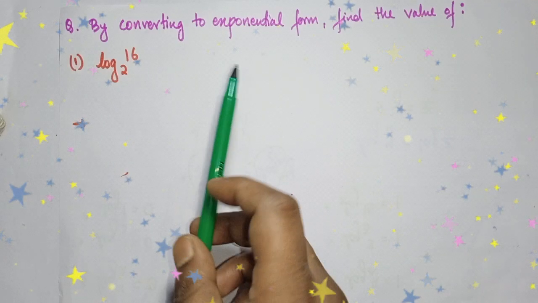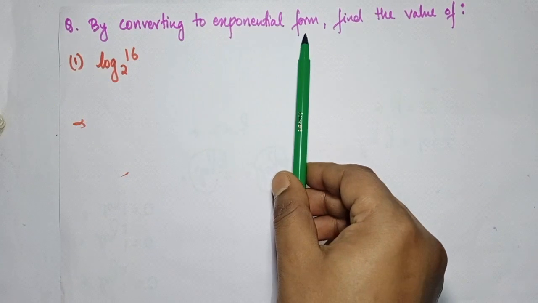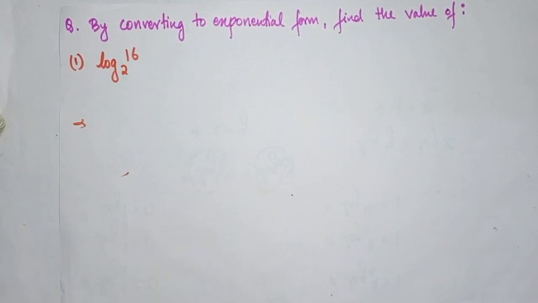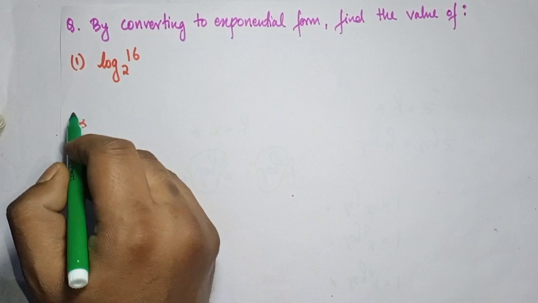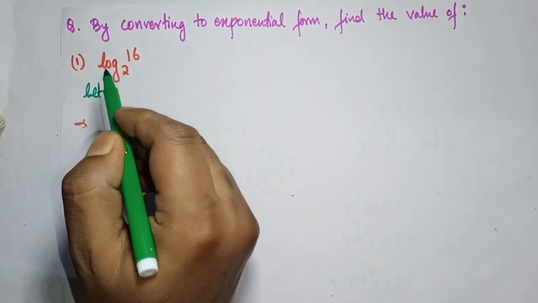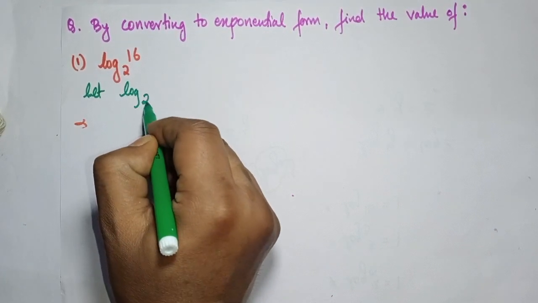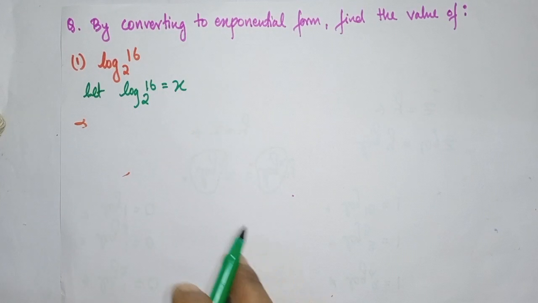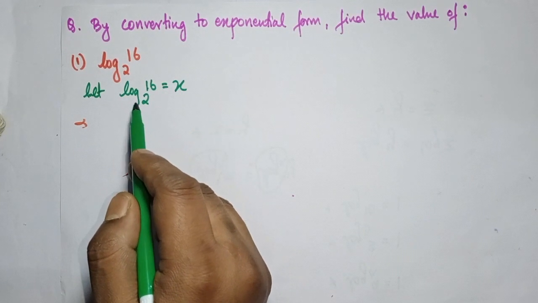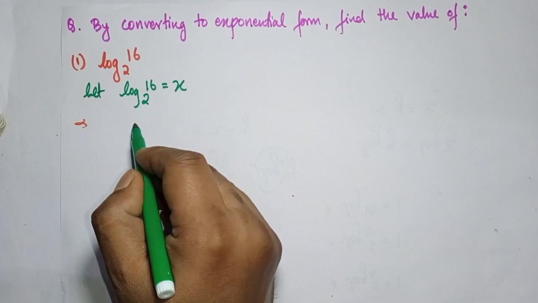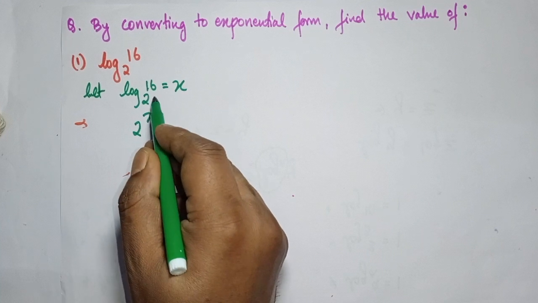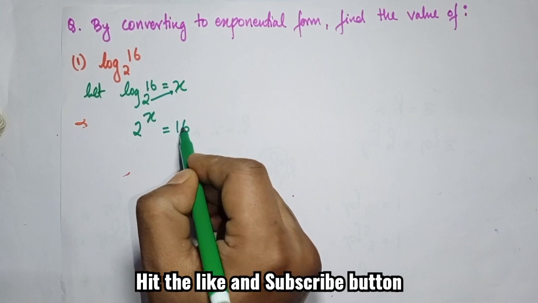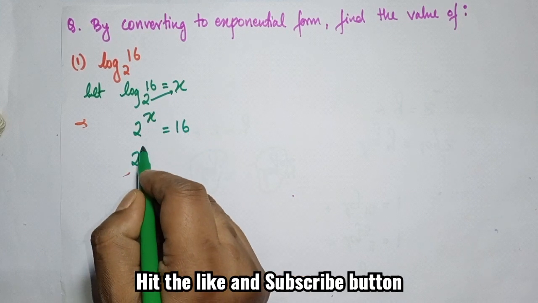So here, by converting to exponential form, find the value of this. This is important for your exam. Our first step, we'll take let log base 2 of 16 equals to x. How to change it into exponential form? Write like this: 2 to the power x equals to 16.